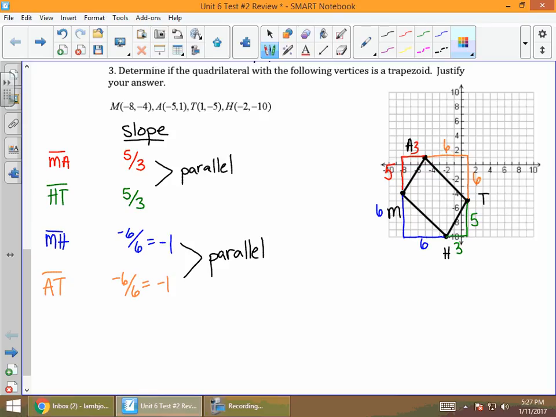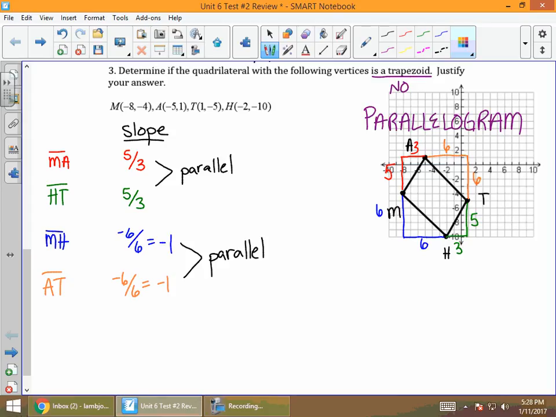The name of this object. This is a parallelogram. It is not a trapezoid. This is a parallelogram. So is this thing a trapezoid? No, it is not a trapezoid. In order to be a trapezoid, one of those pairs cannot be parallel. One is not. So this is not a trapezoid, it is a parallelogram.